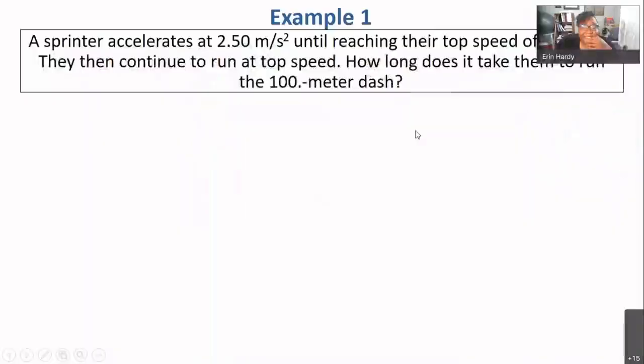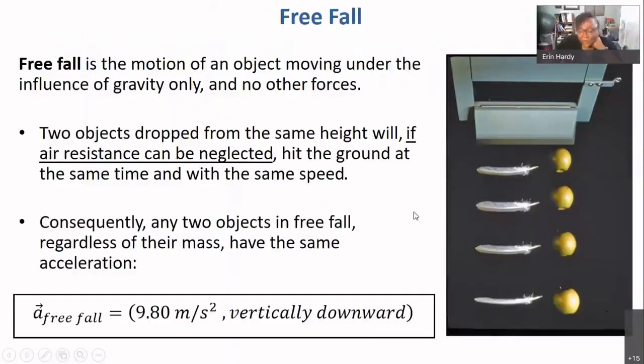All right, so I'm going to leave one of these for bandwidth purposes and then go back to our notes here. Okay, so we determined it takes about 9.67 seconds for this particular sprinter to complete the 100-meter dash.